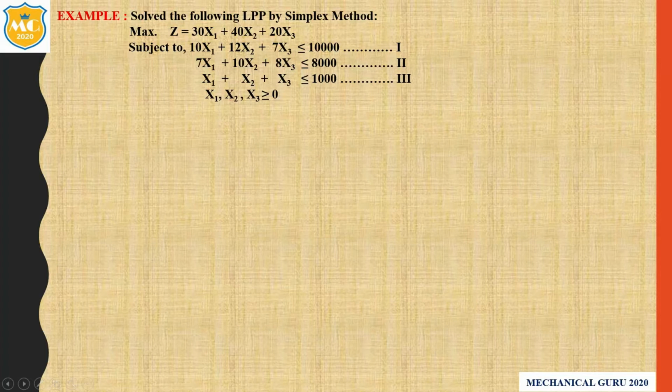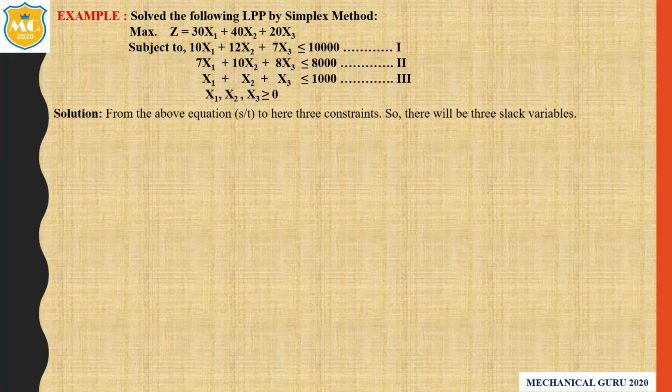This example we have to solve by the simplex method. First of all, we have to convert it into equality form. Here we can easily find that all the signs are less than or equal to, which means in all the constraints we have to add slack variables. So now we start the solution.